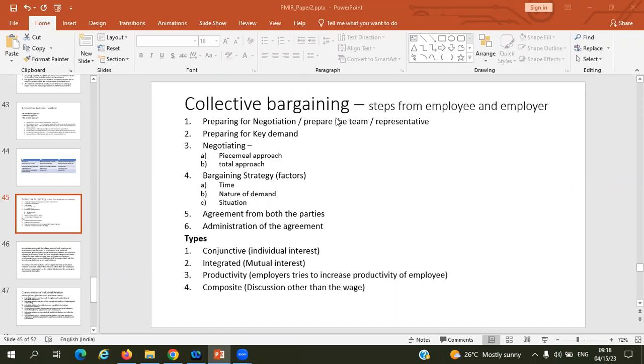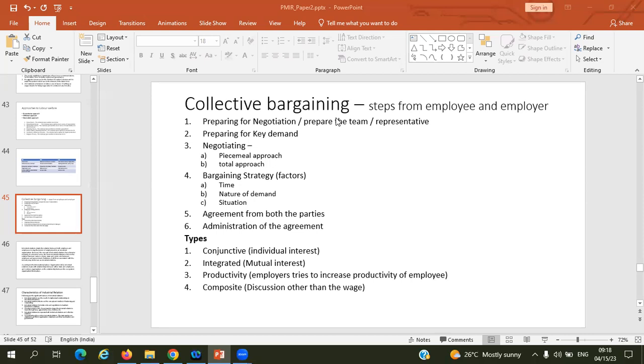Negotiation is when you are going to talk with the management. Suppose you have two or three issues that I discussed. So how are you going to talk? There are different mechanisms, different approaches. One is the piecemeal approach, one is the total approach. What is the piecemeal approach? What is the total approach?